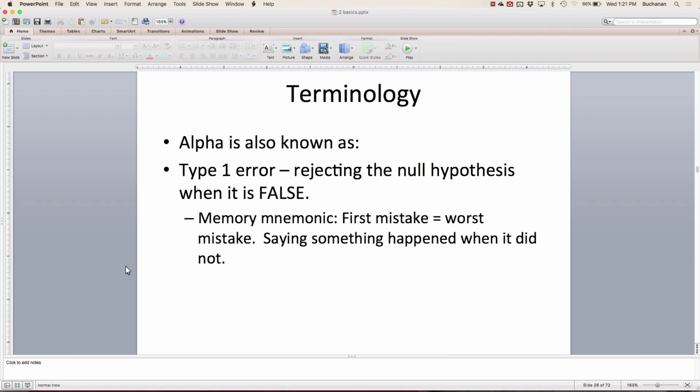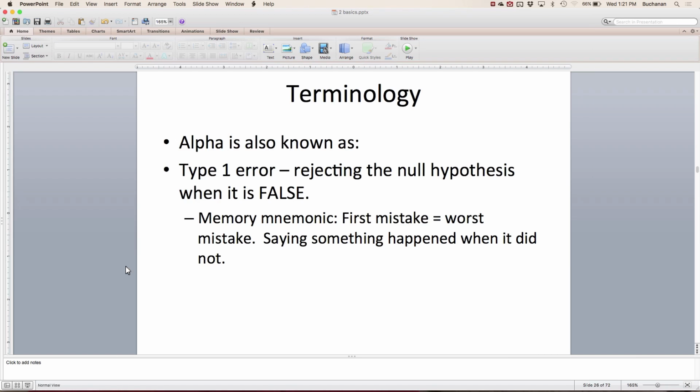And that's a type 1 error. These are labeled with the most unfortunate names because they're not mnemonic at all. So the one I remember is that the first mistake, type 1, is the worst mistake. Okay? So it's saying something happened when it didn't, which is wildly appropriate right now, the whole making a murderer thing everybody's going nuts about.